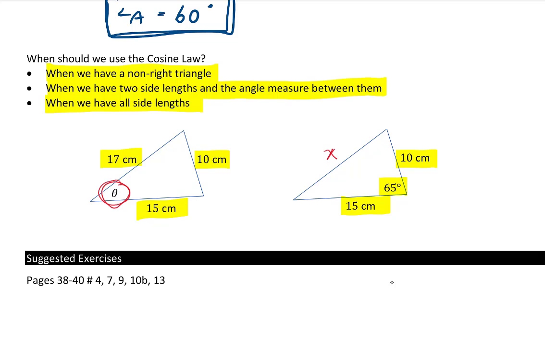Here are 5 questions to try from your textbook, and good luck.